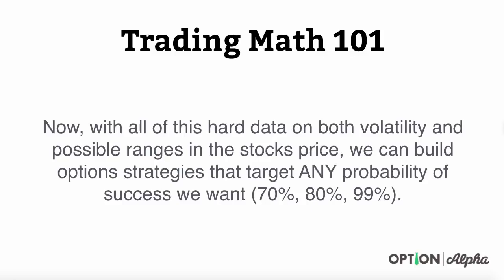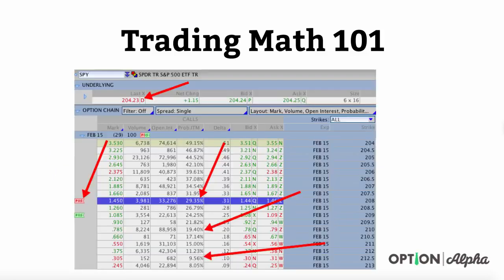Now, with all of this hard data behind both volatility and possible ranges in the stock, we can actually build option strategies that target any probability of success we want. And this is really the key ingredient here, is that with options, you have the ability to target any possible win rate that you want. If you're trading stocks, your win rate is 50-50. You have a 50% chance the stock goes up. You have a 50% chance that the stock goes down. But with options, we have the awesome ability to target any probability of success that we want.